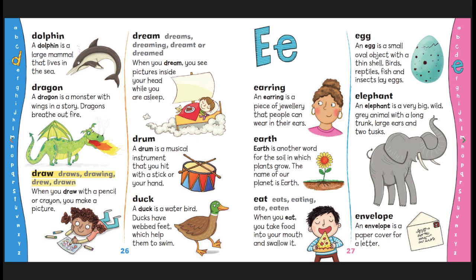Draw. Draws. Drawing. Drew. Drawn. When you draw with a pencil or crayon, you make a picture. Dream. Dreams. Dreaming. Dreamt. Or dreamed. When you dream, you see pictures inside your head while you are asleep. Drum. A drum is a musical instrument that you hit with a stick or your hand. Duck. A duck is a water bird. Ducks have webbed feet, which helps them to swim.